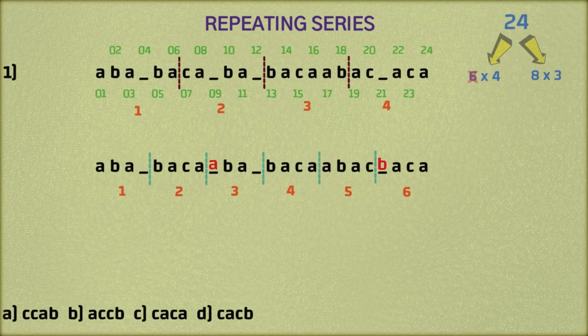If we take a look at the 5th group, the complete 4-letter series is ABAC. Thus, we can clearly fill the remaining blank spaces with the letter C. And now our odd groups are also completed as ABAC. And we have completed the entire series as ABAC, BACA, ABAC, BACA, ABAC, BACA.